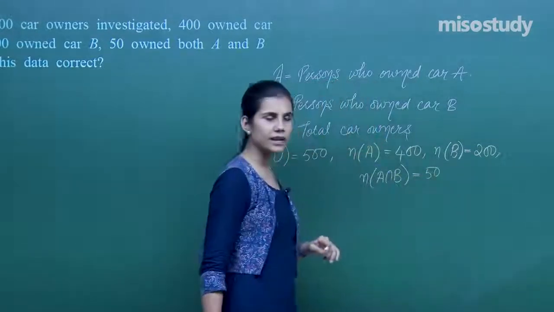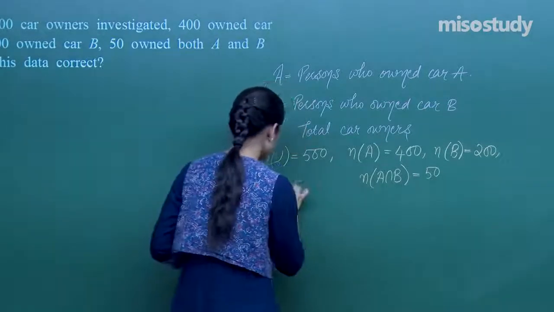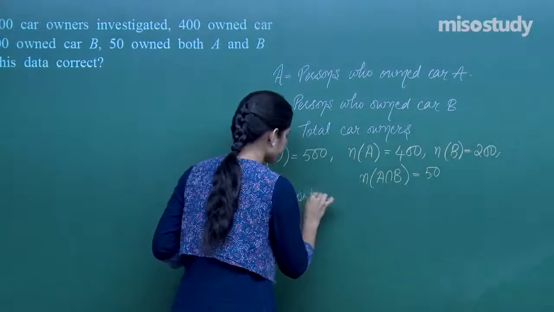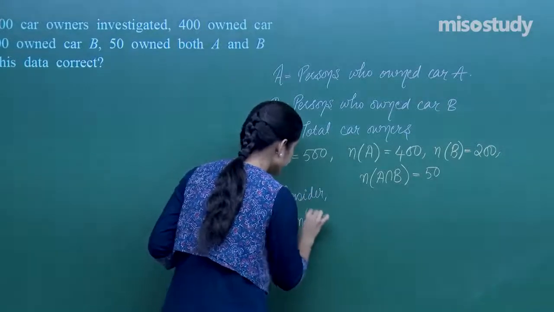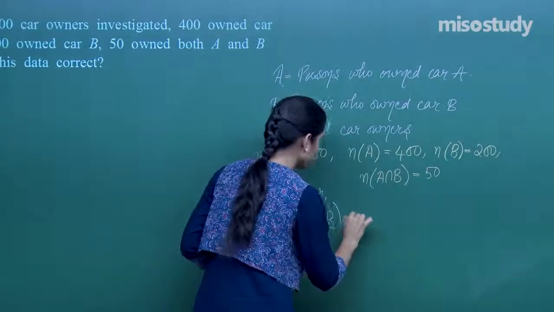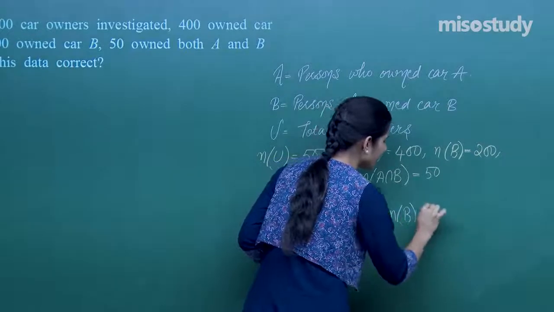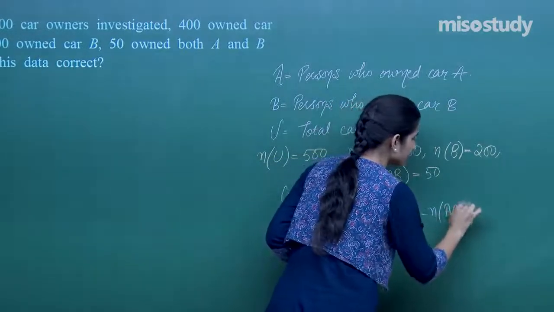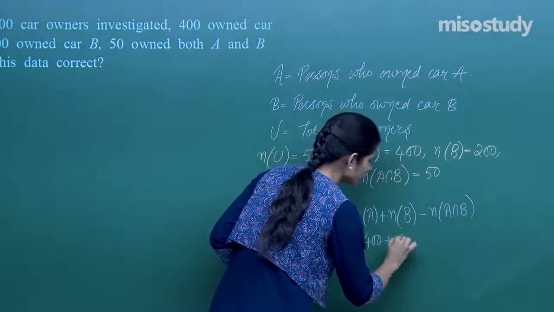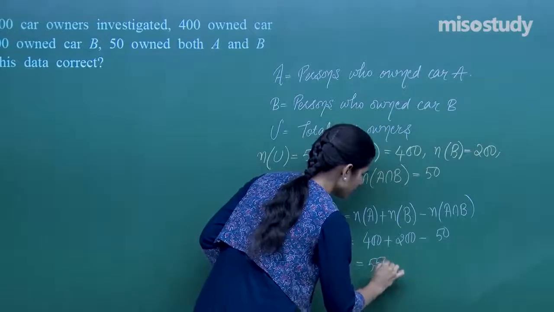Is this data correct? In order to find this out, let's consider the number of elements in A union B. By formula, you know this is equal to the number of elements in A plus the number of elements in B minus the number of elements in A intersection B. The number of elements in A is 400, in B is 200, in A intersection B is 50, you get 550.